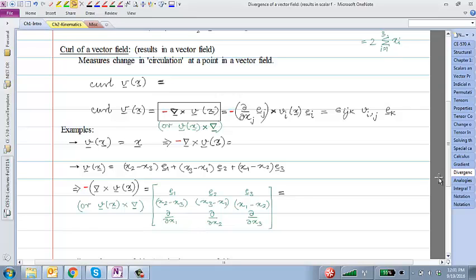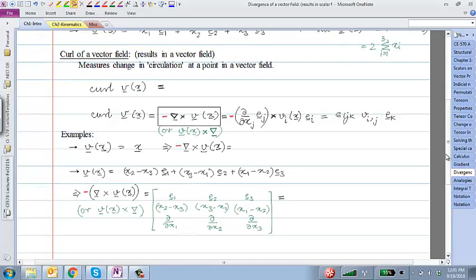Or calculated it maybe a long time ago in your multivariate calculus class. This is indeed the exact same thing, just written in our notation. So curl is defined as, just like divergence kind of measures the amount of flux outgoing minus the amount of flux incoming, curl measures the amount of circulation around a point.